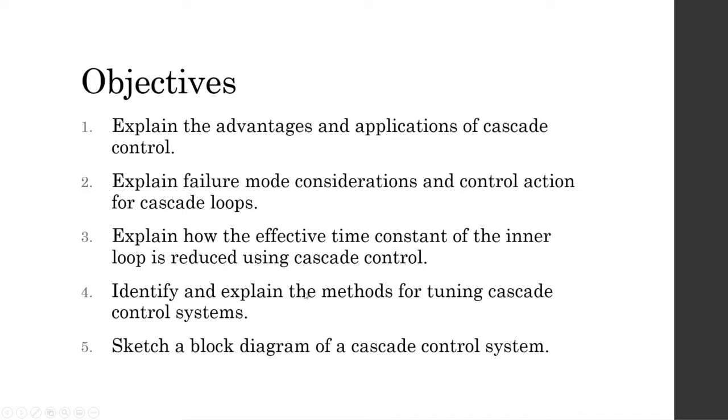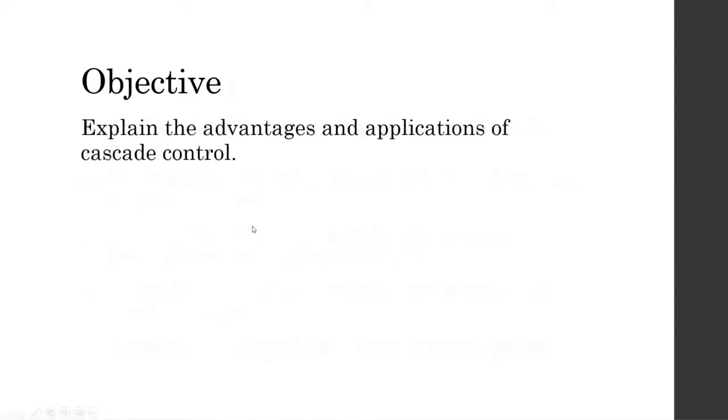Number four, identify and explain the methods for tuning cascade control systems, which is always fun. And last, we will sketch a block diagram of a cascade control system. So pretty basic set of objectives here. So let's get on the first one here, explaining the advantages and applications of cascade control. So let's see what that means to us.